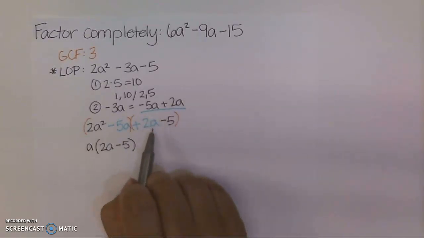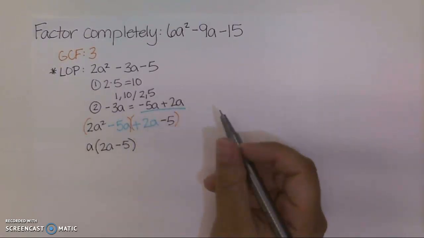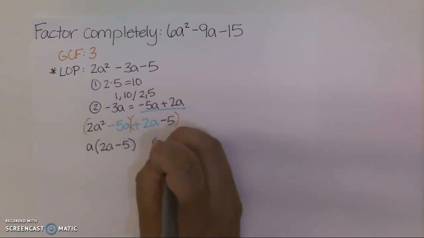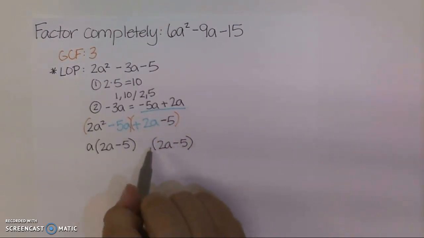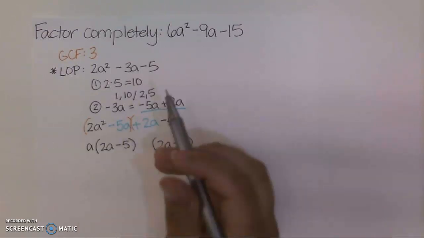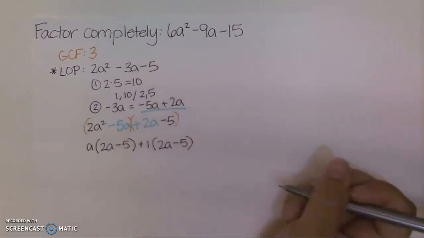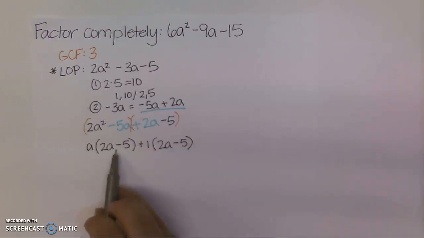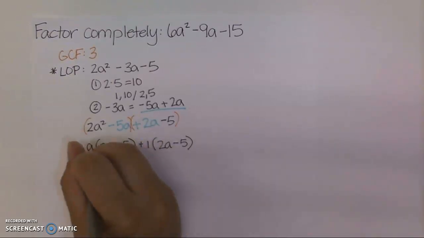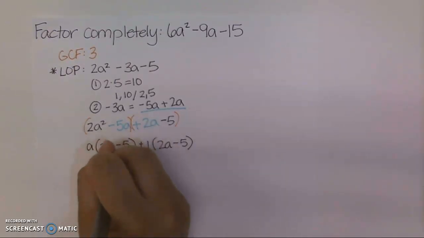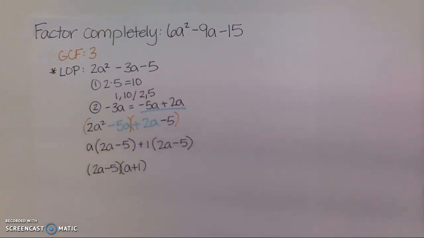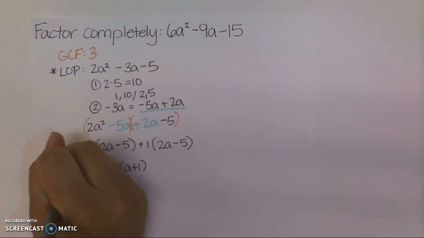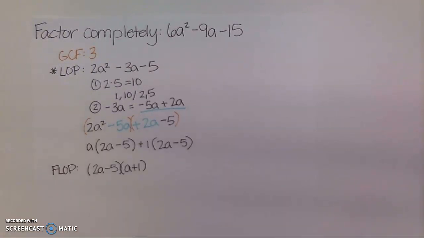Okay, what do 2a and negative 5 have in common? Nothing. So it's just 2a minus 5. What really is that number there, though? That's a 1. Okay, so they share a common binomial now of 2a minus 5, and what's left over is a plus 1. So this is our factored leftover polynomial, or our FLOP.